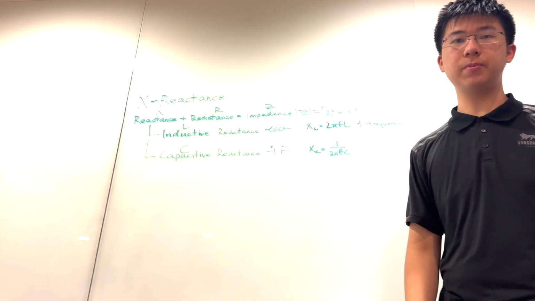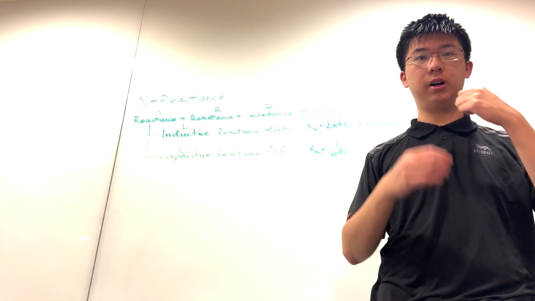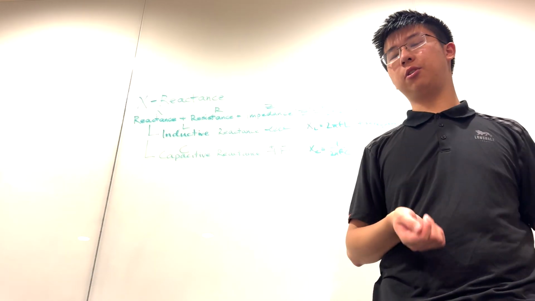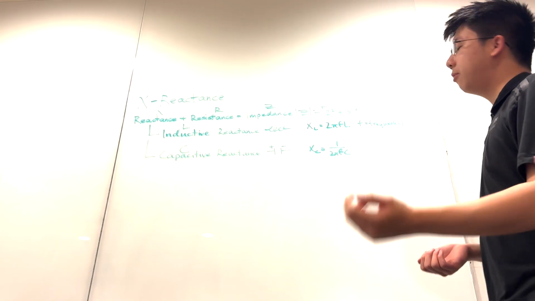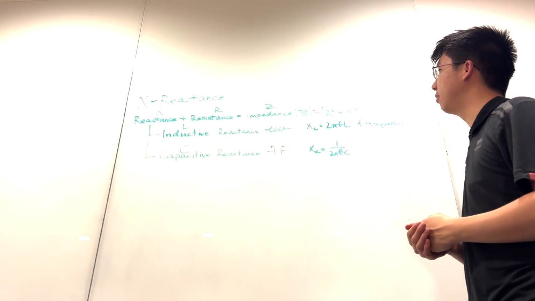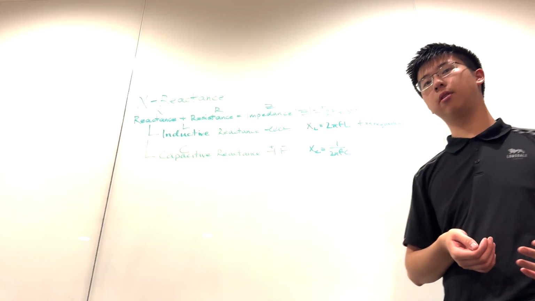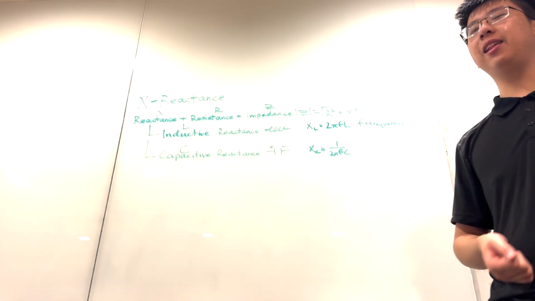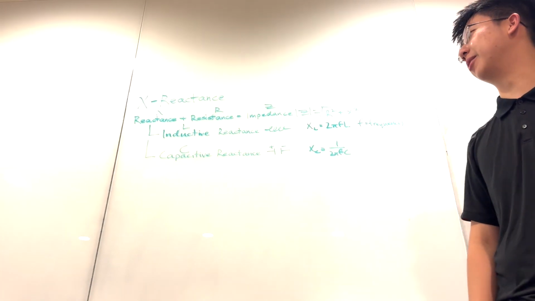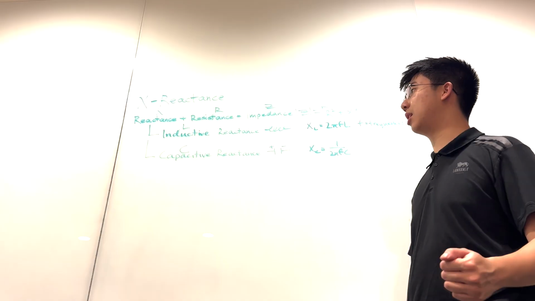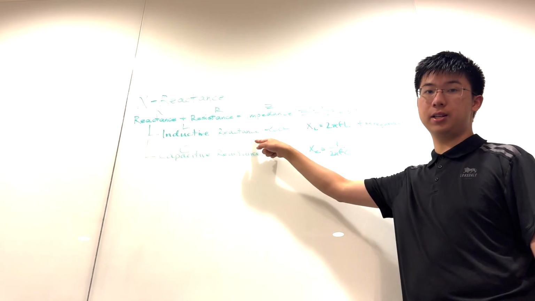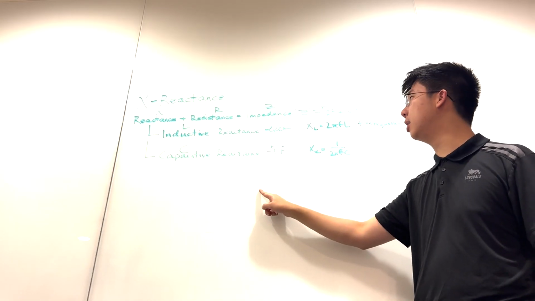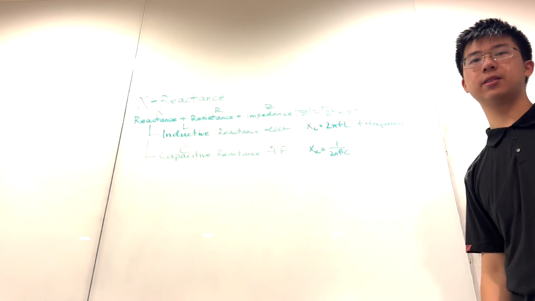And impedance just means the effective resistance of a circuit to alternating current. The general formula is that the magnitude of impedance equals the square root of resistance squared plus reactance squared. It is exactly the same as the Pythagorean theorem. And reactance has two components. As you can see, there is inductive reactance and capacitive reactance, and each of them has its own formula.